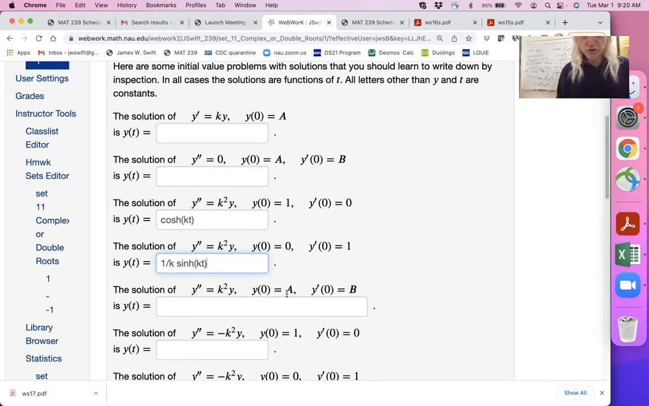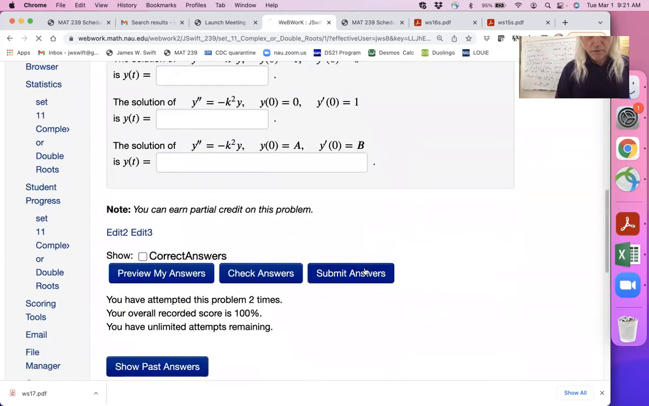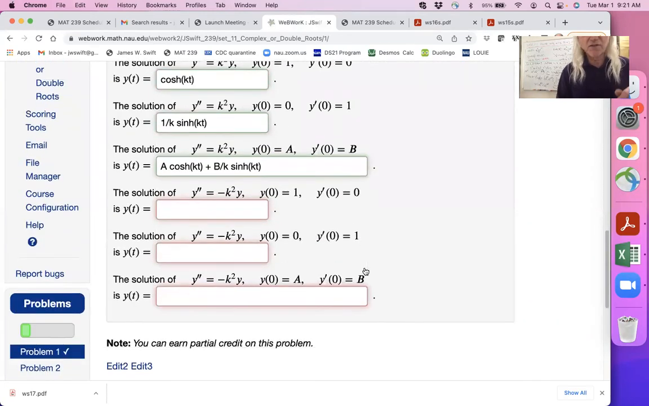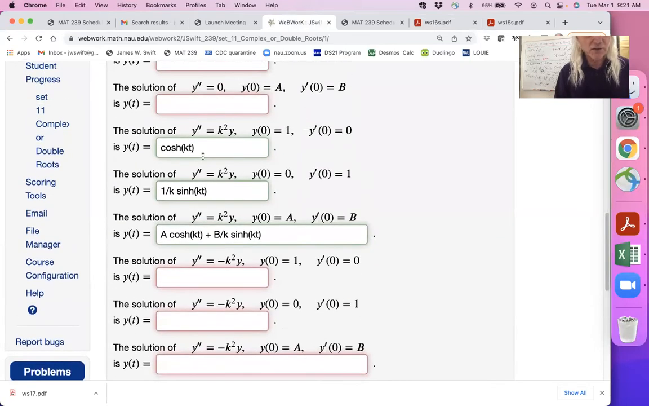That really should be a y naught, and that should be a v naught, but we can't put y naught and v naught in WeBWorK. So this is really just a cosh kt plus b over k sinh of kt. Cool. All right, let's see if I got those right. Yeah. And WeBWorK is of course friendly. If you don't want to deal with cosh and sinh, you don't have to.